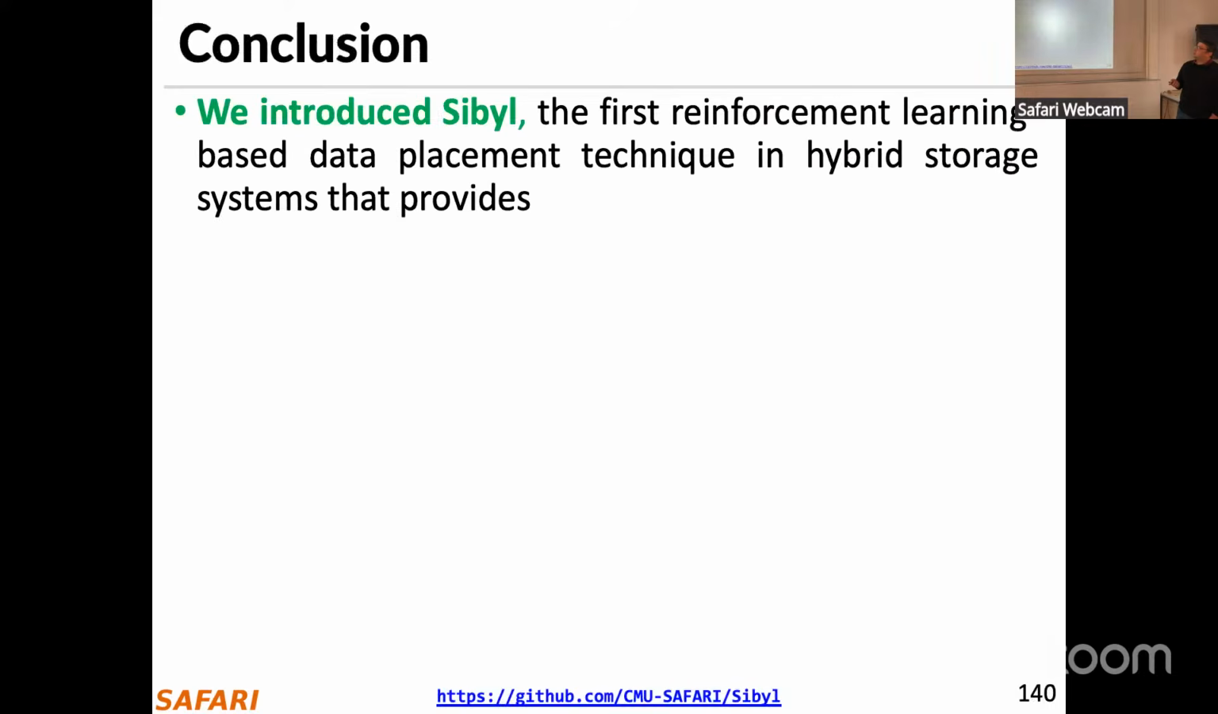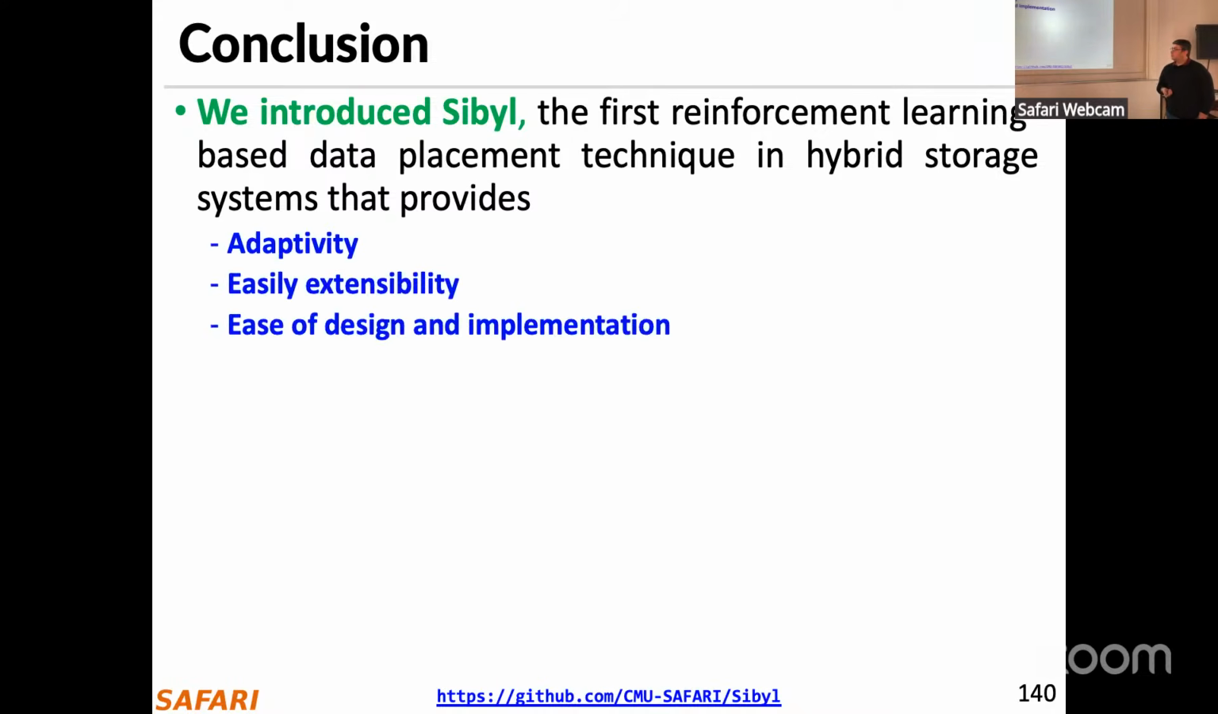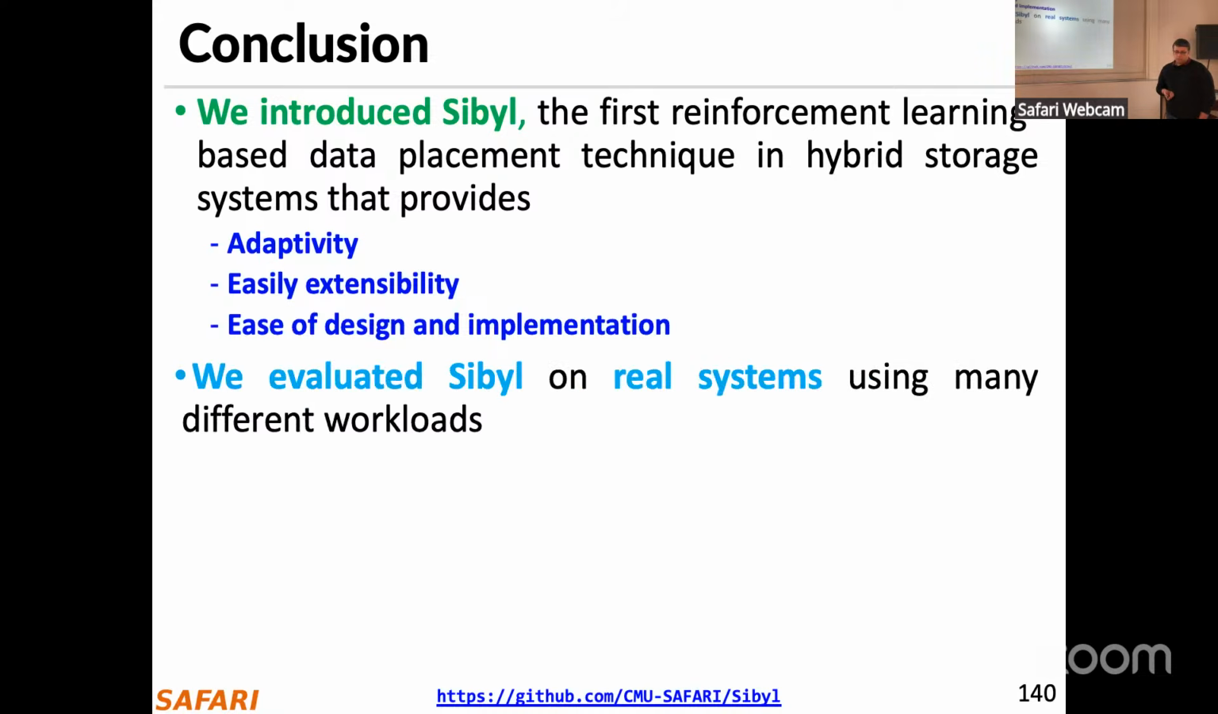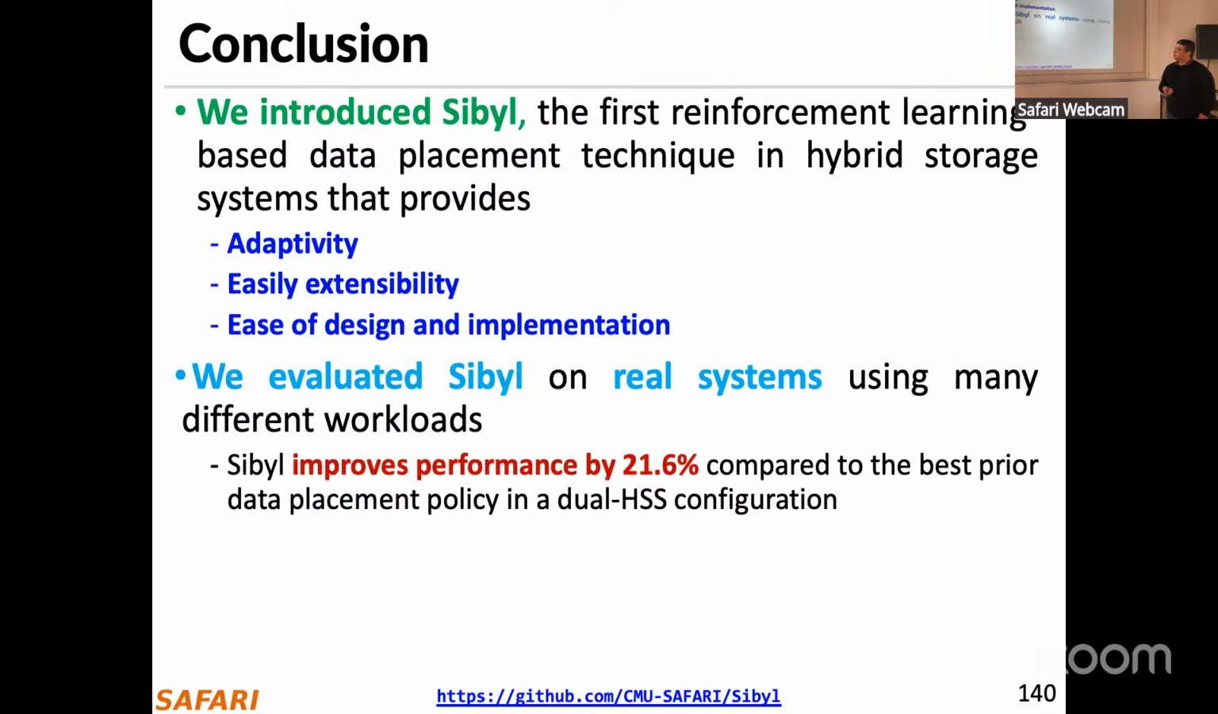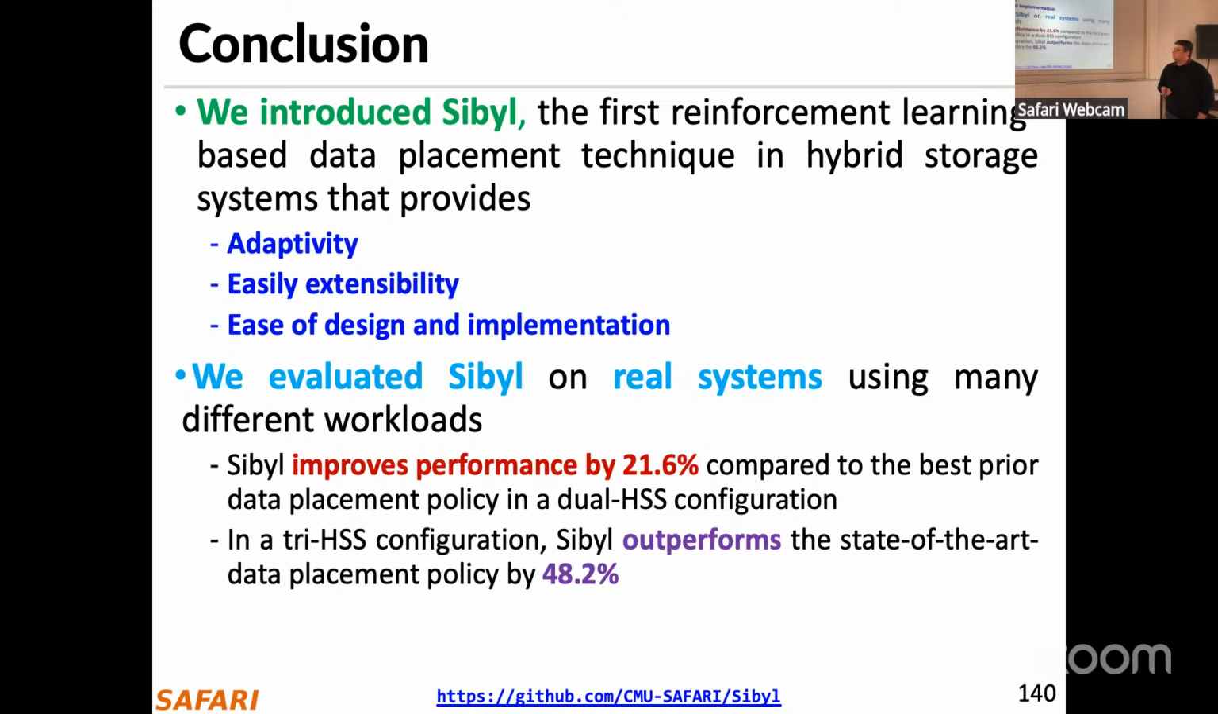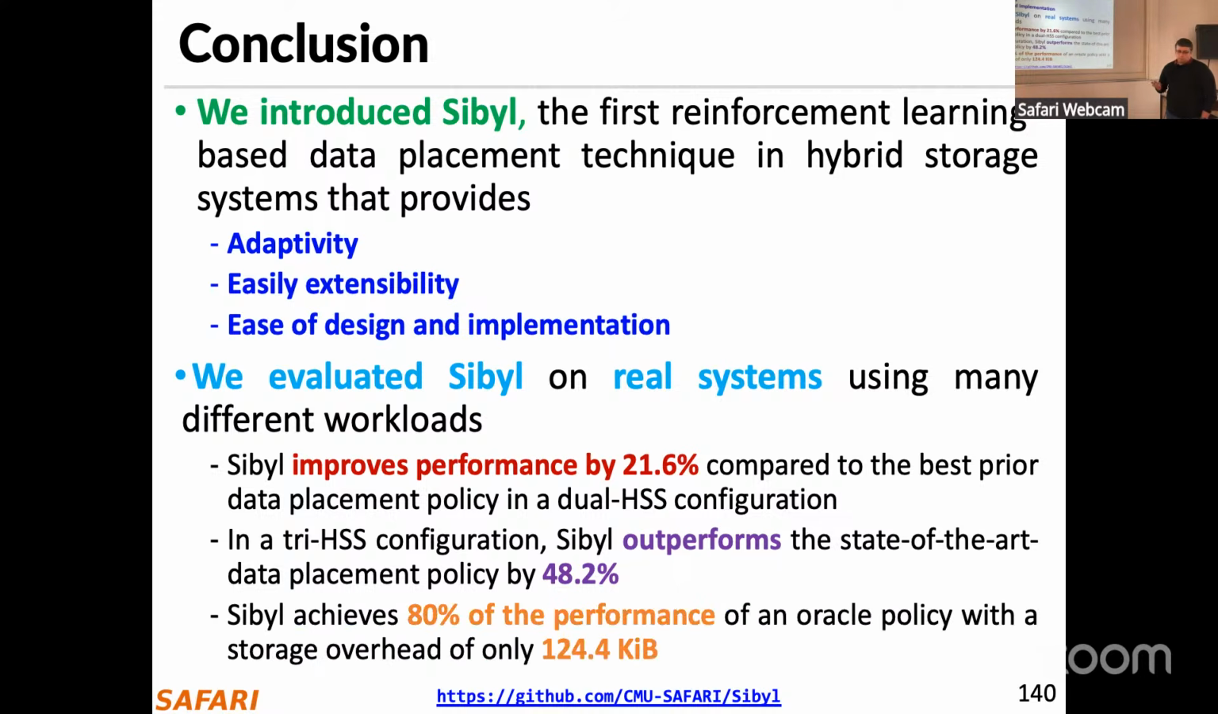So in conclusion, Sybil is the first RL-based data placement technique in hybrid storage systems that provides adaptivity, extensibility, and ease of design and implementation. We evaluate Sybil on real systems with different workloads. We get good performance improvement compared to the prior techniques. And when we extend the policy to multiple devices, we see even better performance improvement. And we also achieve 80% of the Oracle's performance with low storage overhead.